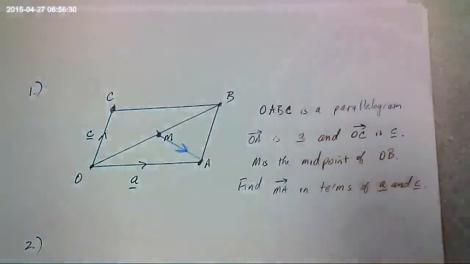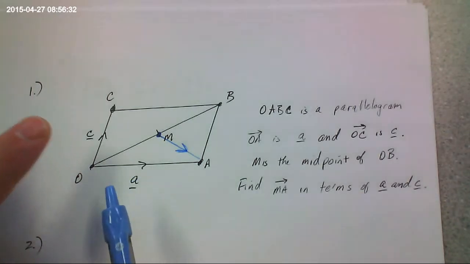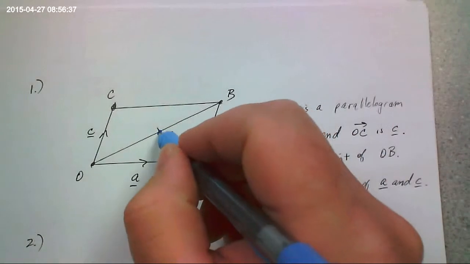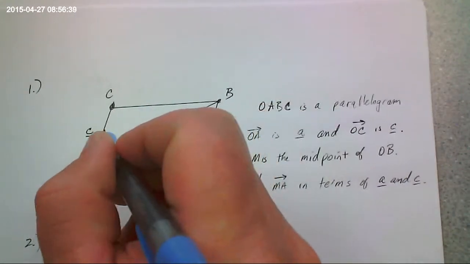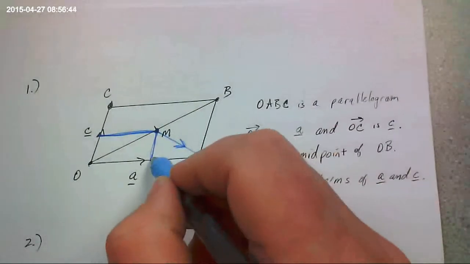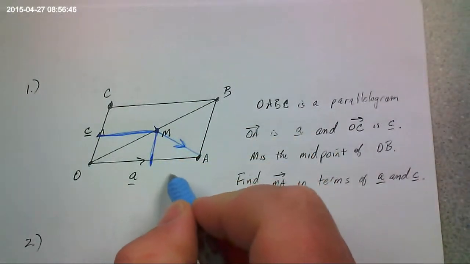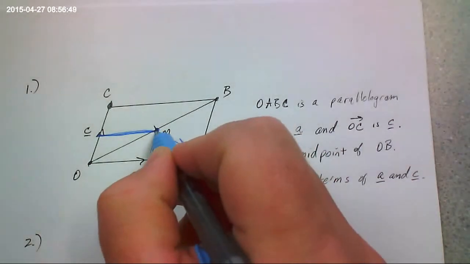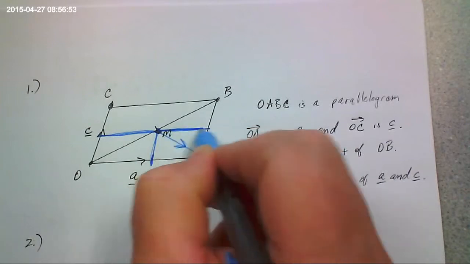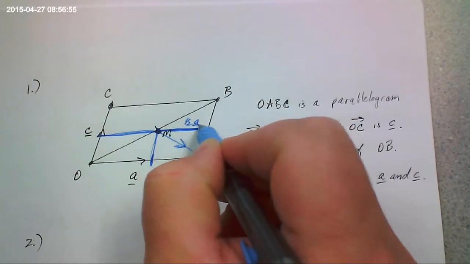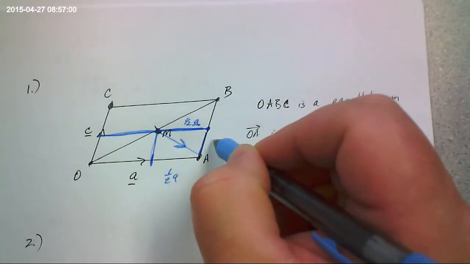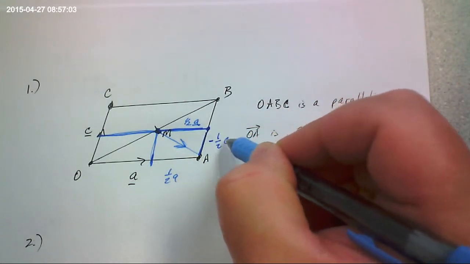And we have to find it using this information. Well, since it's a parallelogram, and this is the midpoint of the diagonal, then I know for sure that this is half of A. So this is 1/2 of A. From here to here is 1/2 of A. That's 1/2 of A. And from here to here is the opposite of half of C.